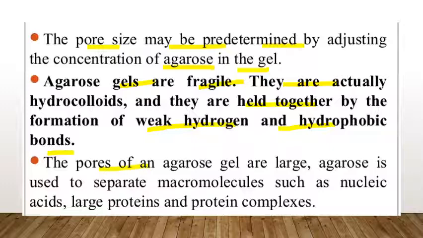The pores of an agarose gel are large, and the agarose is used to separate out macromolecules such as nucleic acids, large proteins, and protein complexes. So the macromolecules can be separated according to the pore size, because its pore size is large enough as compared to the other gels. So the macromolecules like nucleic acids, large proteins, and protein complexes can be easily separated out by this method.